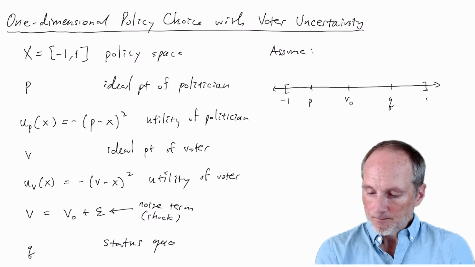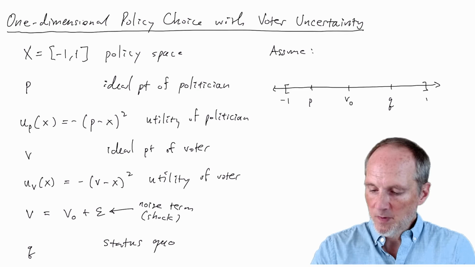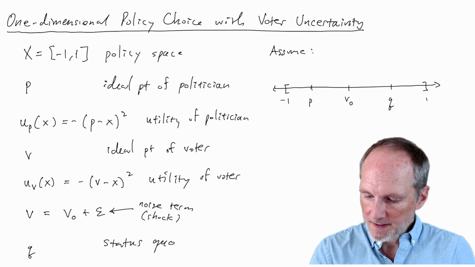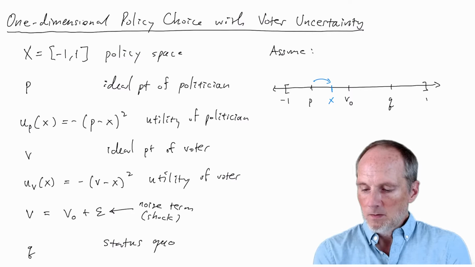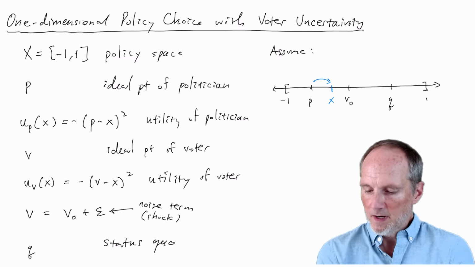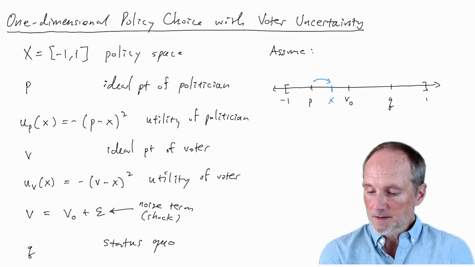Suppose, let's think about the probabilities that the politician would assign to different proposals passing. Suppose that the politician proposes, let's say, this X here. Okay. So will the voter approve or reject that proposal? Well, it depends on where the voter's ideal point ends up being located. Now, we're assuming that the voter has Euclidean preferences here. So that means that they'll approve this proposal if it's closer to their ideal point than the status quo is. And we've talked about this sort of thing before.